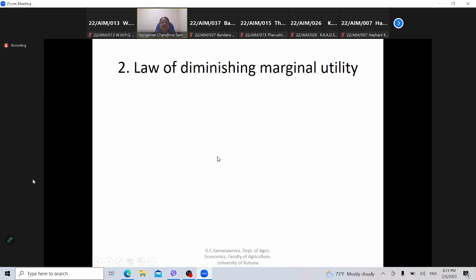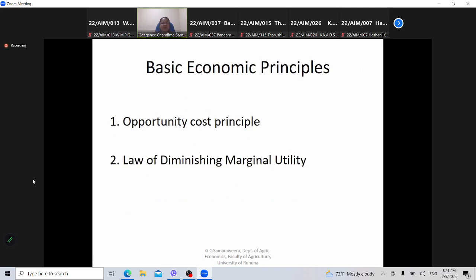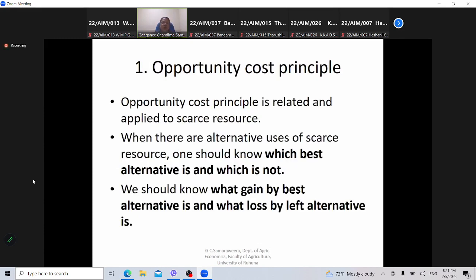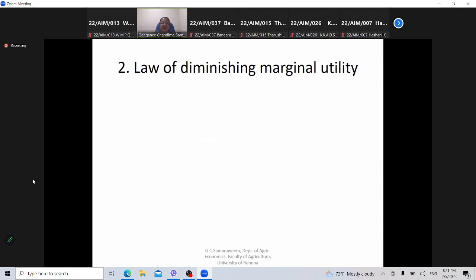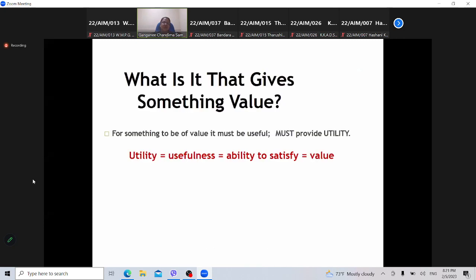So here I discussed two principles, the opportunity cost principle. Now I hope you have got the slight idea. Then the second principle, the law of diminishing marginal utility. I just explained the meaning of three words. Now before going to this principle, we will see what is utility. Simply we can see, it has a value or ability to satisfy, or usefulness.